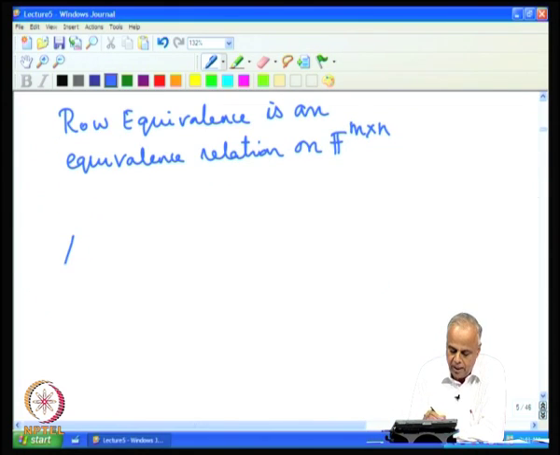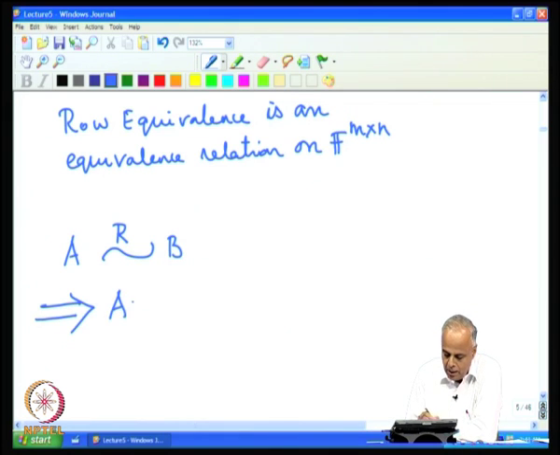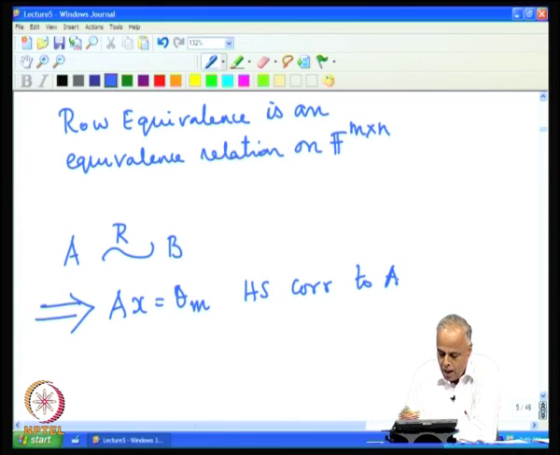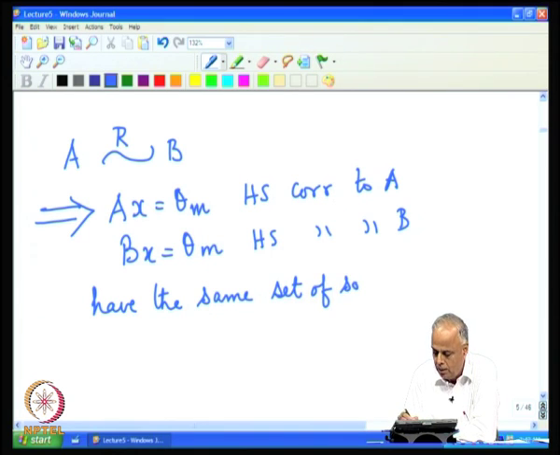Now, if you have a matrix A and A is row equivalent to B, that means we can go from A to B by a finite sequence of elementary row operations. But we have seen that the elementary row operations do not alter the set of solutions of the homogeneous system, and therefore, what we obtain in the end, B, will have the same set of solutions for its homogeneous system as A. So, A is row equivalent to B implies A x equal to theta m, the homogeneous system corresponding to A, and B x equal to theta m, the homogeneous system corresponding to B, both have the same set of solutions.